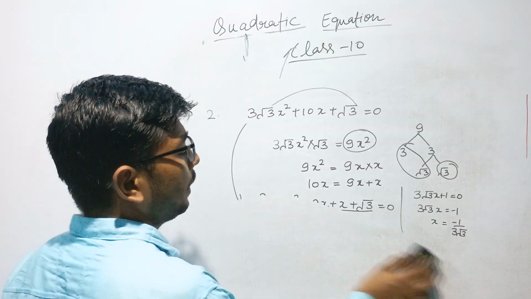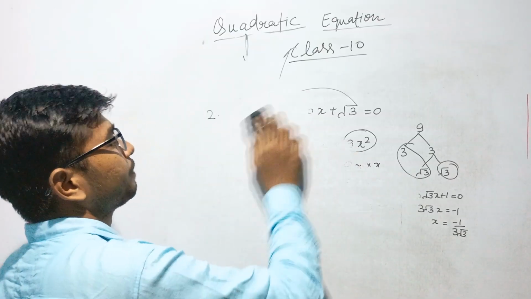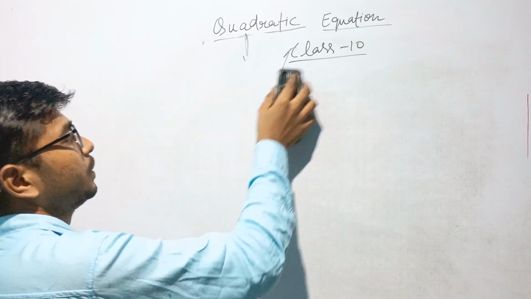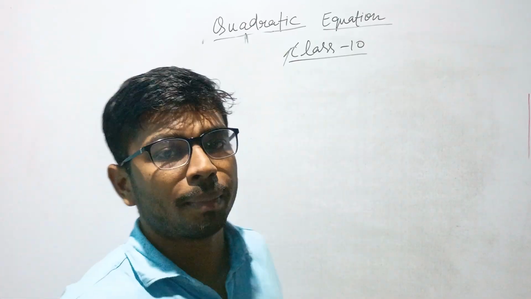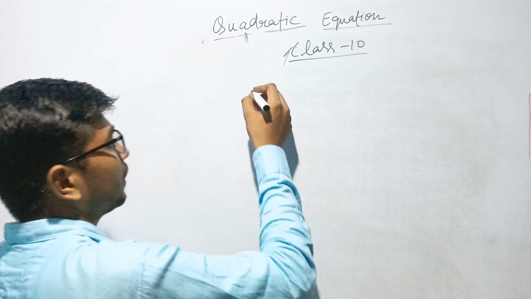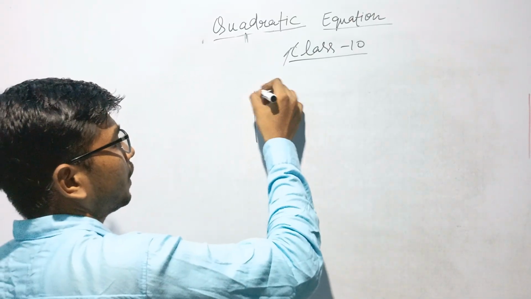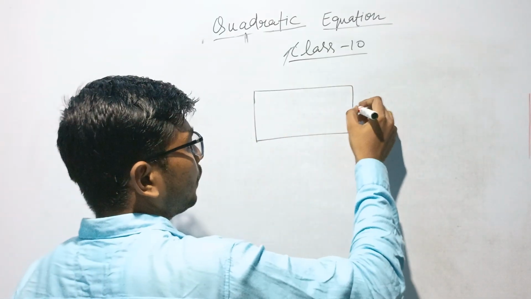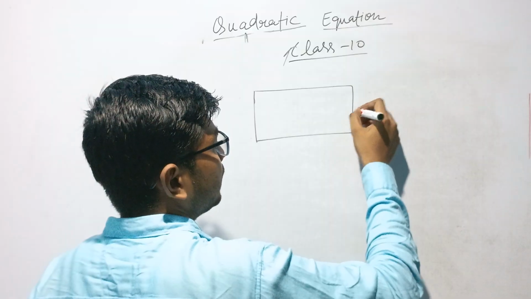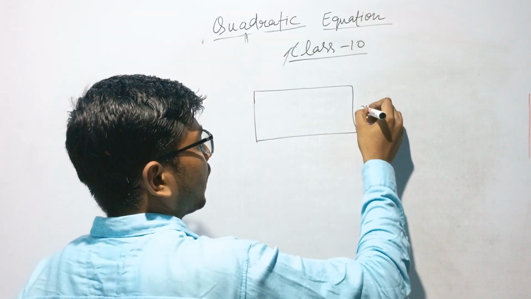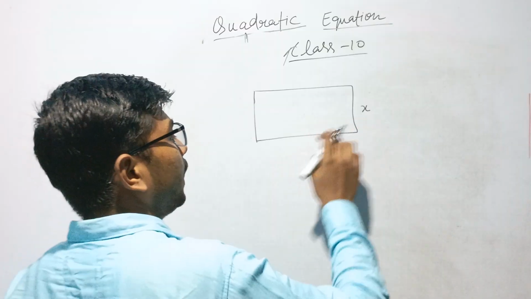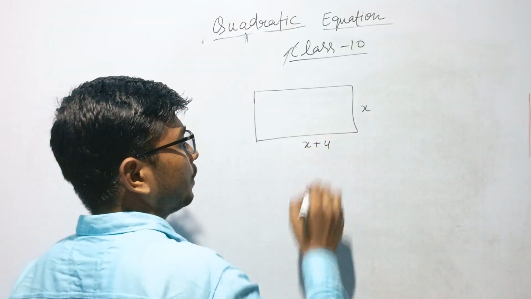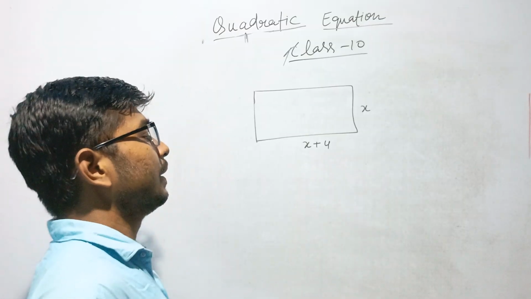Now we will learn what is the application of this quadratic equation. Okay, so just take any simple example, like there is a rectangle, and the width of the rectangle is x, and the length is 4 more than the width.